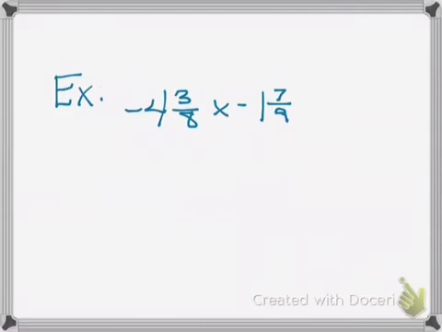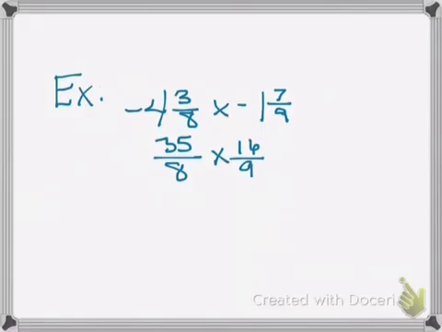Let's do another example. Here it's a negative times a negative, so I can expect a positive answer. If you change 4 3/8 to improper, it would be 4 times 8 is 32, plus 3 is 35. Keep your same denominator of 8. And 1 7/9 would become 9 times 1 is 9, plus 7 is 16, so 16/9.